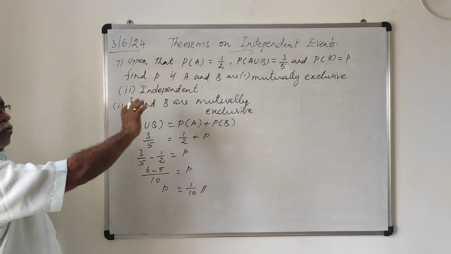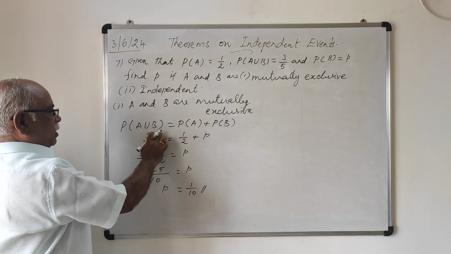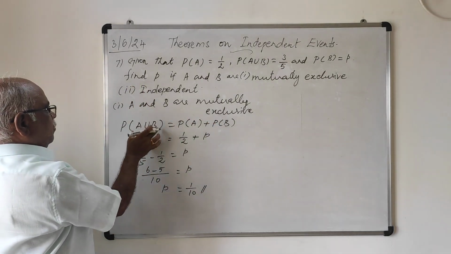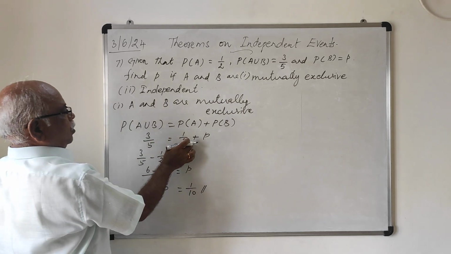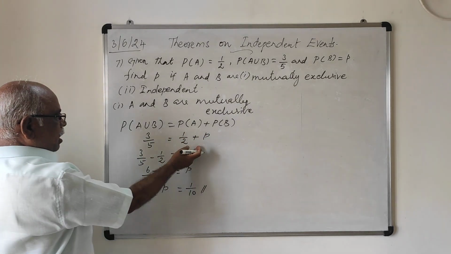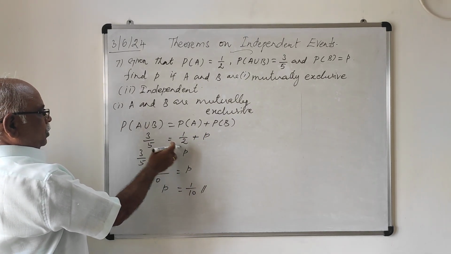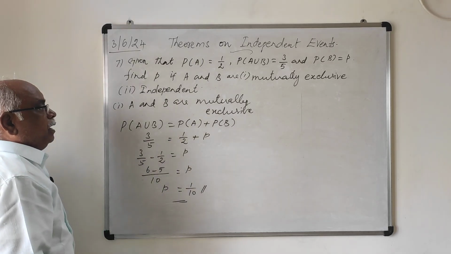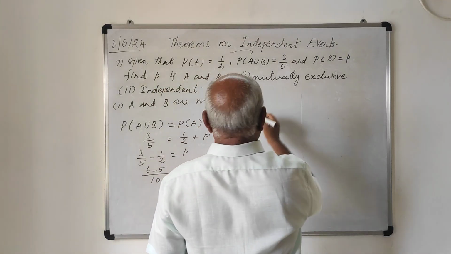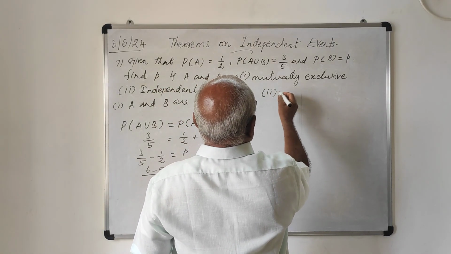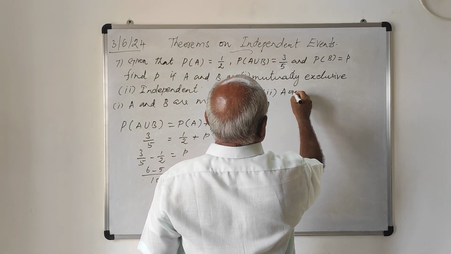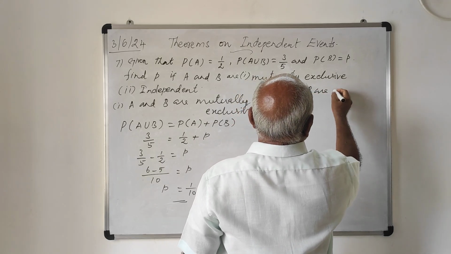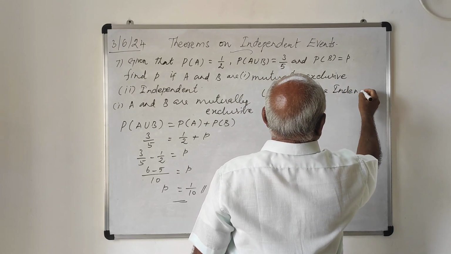If A and B are mutually exclusive, P of A union B equals P of A plus P of B. P of A union B is 3 by 5, P of A is 1 by 2, plus P of B is P. From this expression, P equals 3 by 5 minus 1 by 2. On simplification, we get P equal to 1 by 10. Similarly, the second case, A and B are independent.